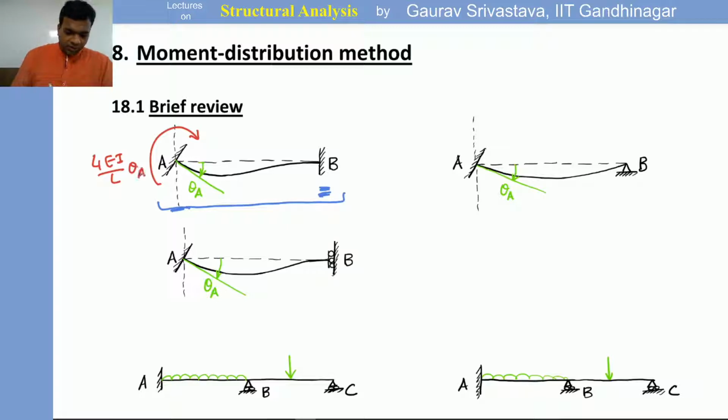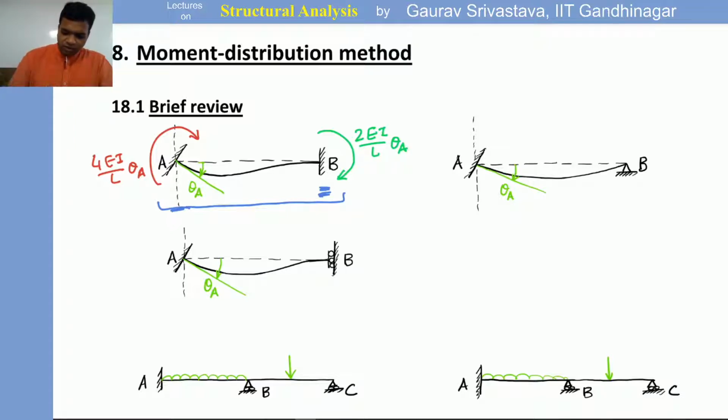Okay, and because of this moment when it was applied, there was an induced moment at B, which was 2 EI by L times theta A. Okay, and these form the basic equations of the slope deflection. And once we were solving that, we were able to find out theta A, theta B, and so on, right? So this was one of the things.